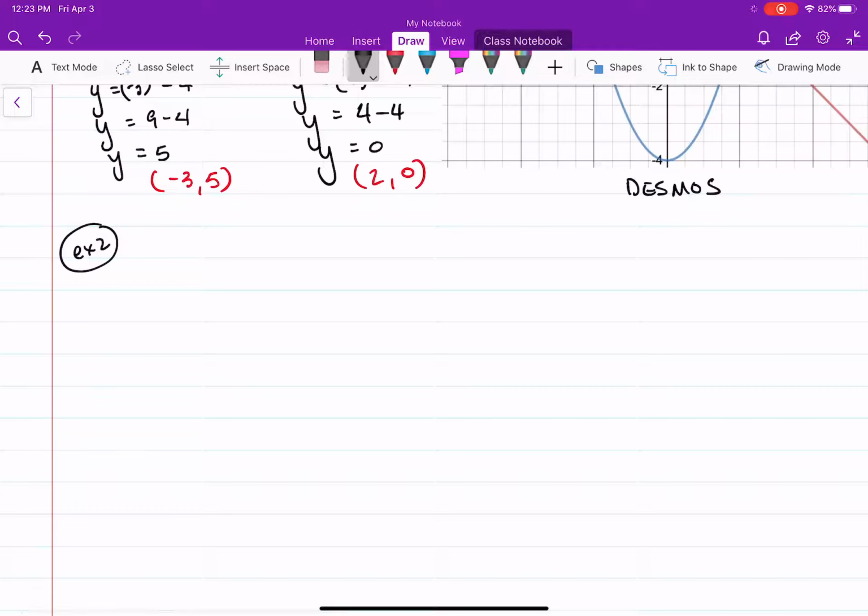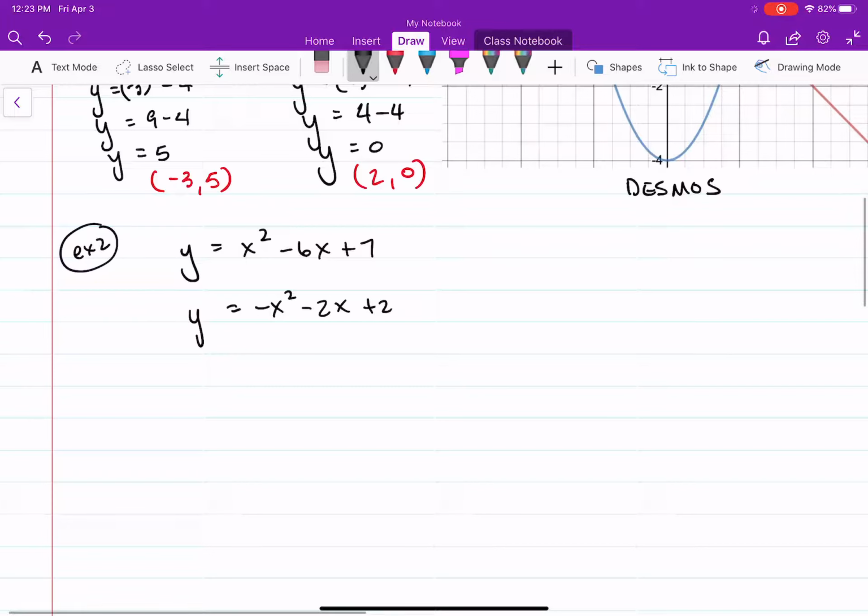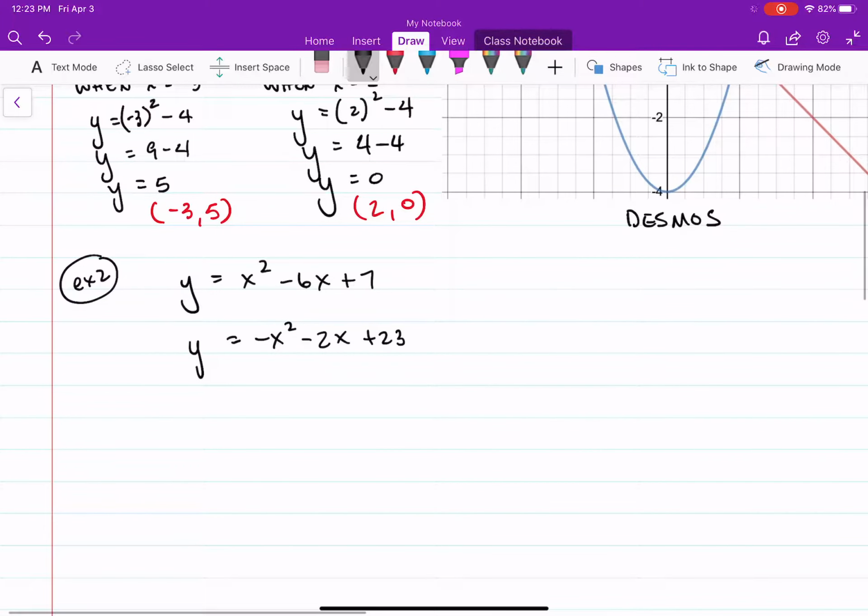All right, example 2, I have y is equal to x squared minus 6x plus 7, and y, got excited, equals -x squared minus 2x plus 23. Okay, so a couple of things to think about here. The first equation is a parabola because the y is not squared, the x is, so it's going to be a smiling parabola because the x squared is positive. While the second equation is a parabola as well, but it's a frowny face parabola because the x squared term is negative. All right, so I'm going to go ahead and select this right here and turn this red.